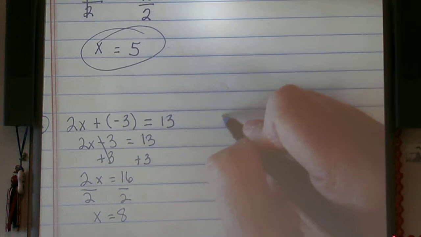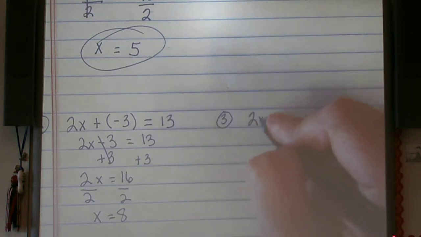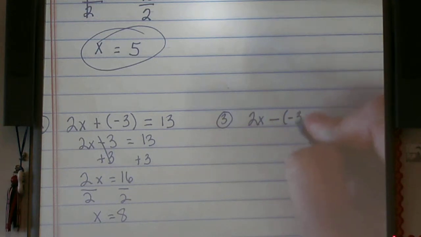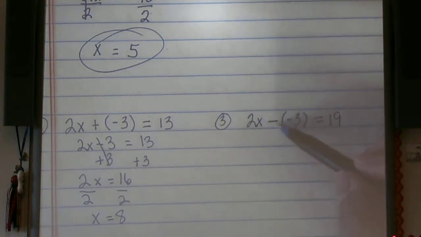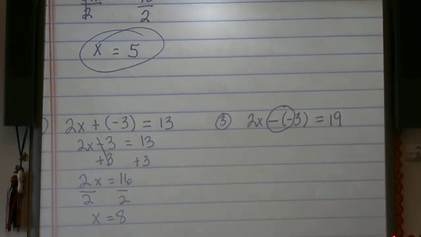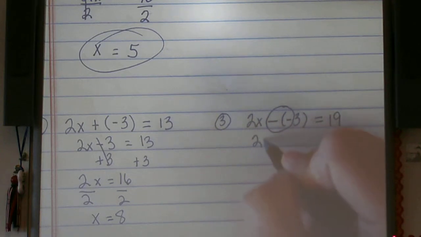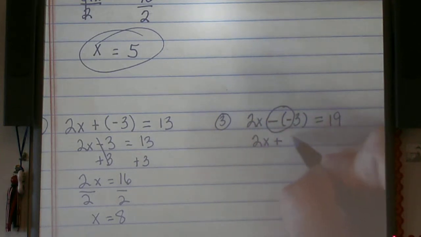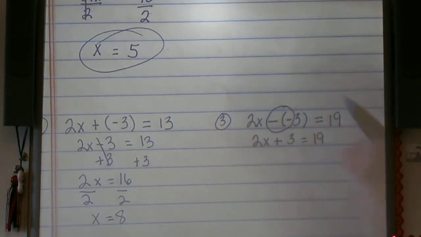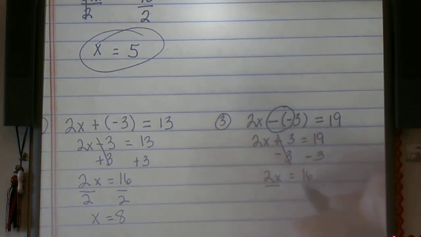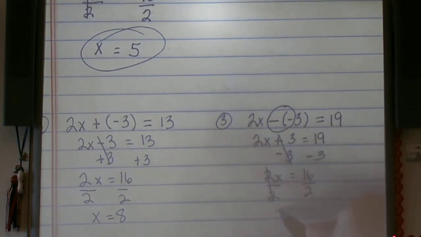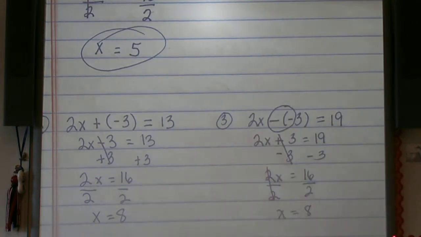Let's do another example using some negatives. 2x minus a negative 3 equals 19. In this example, we have minus a negative. So when we go to use our inverse operation, we want to be very careful because we need to remember that minus a negative is the same thing as saying plus. So what we really have here is 2x plus 3 equals 19. And again, we want to subtract 3 from both sides, so we isolate that 2x. 19 minus 3 is 16. Now we divide both sides by 2, so we can isolate the x. And x is equal to 8.